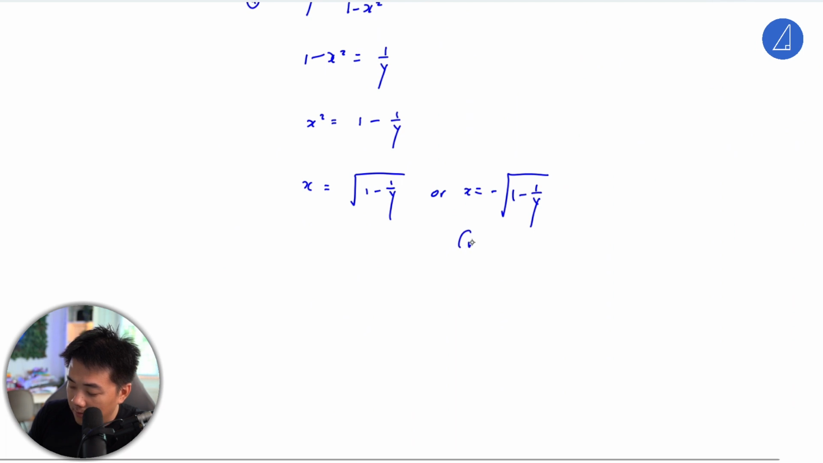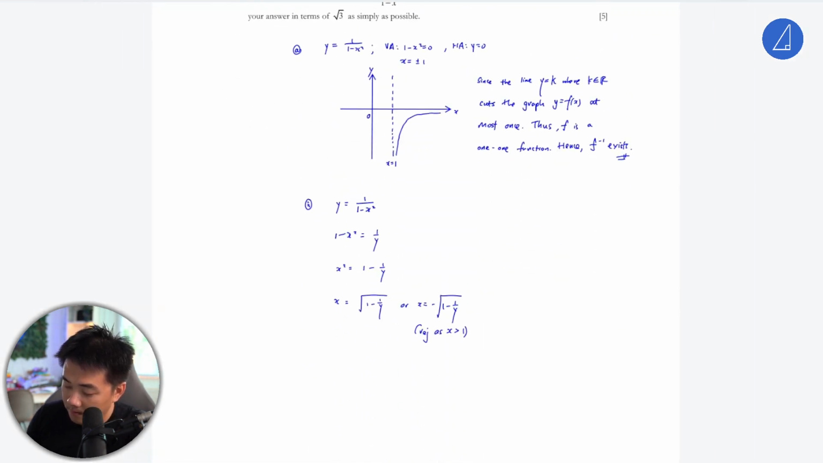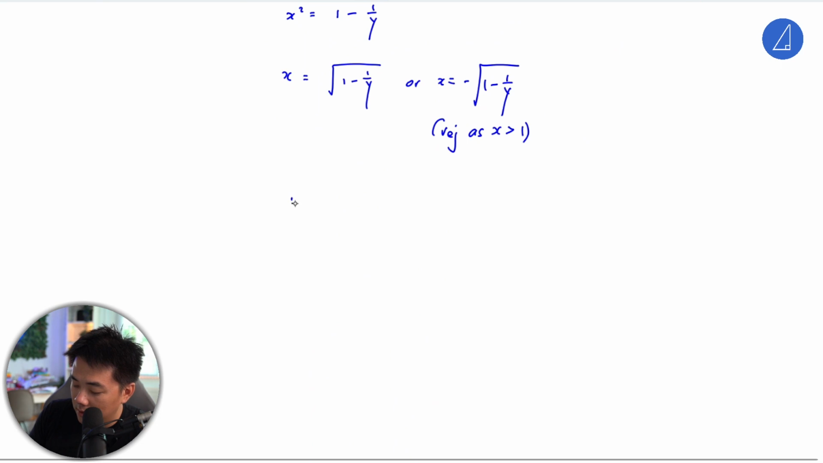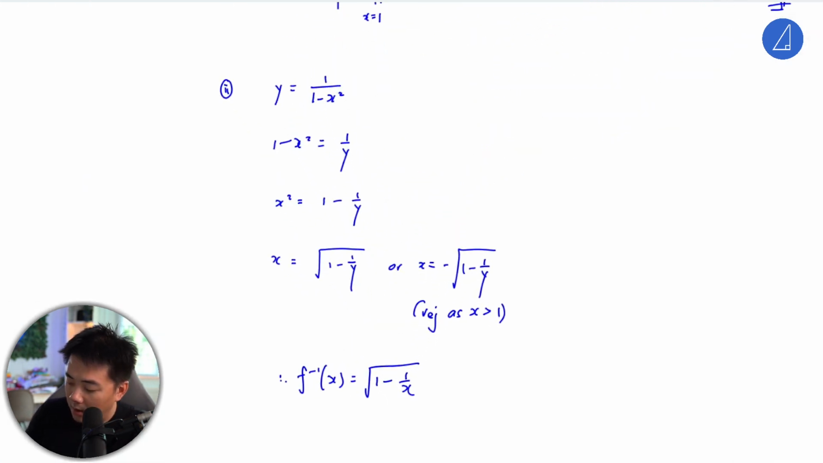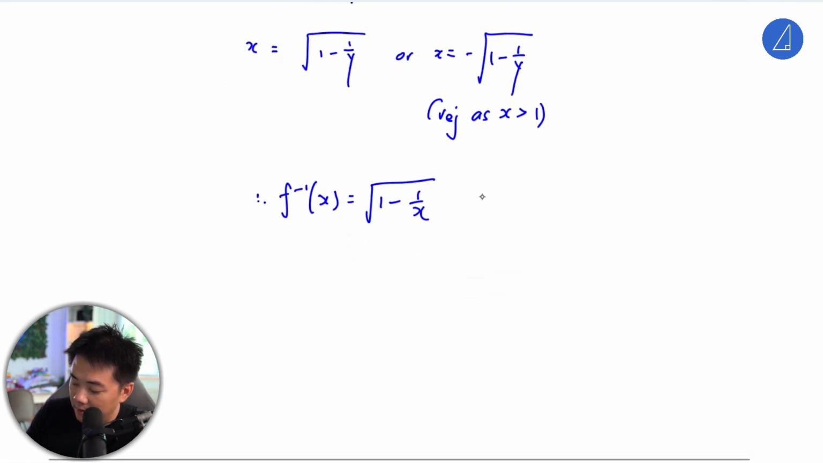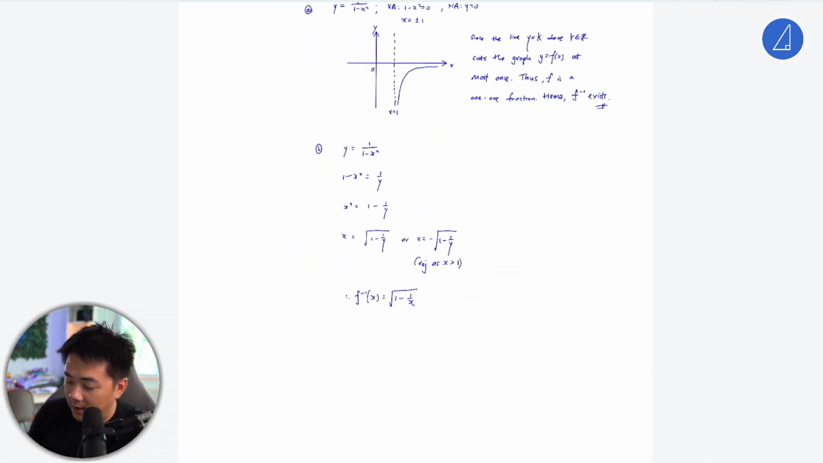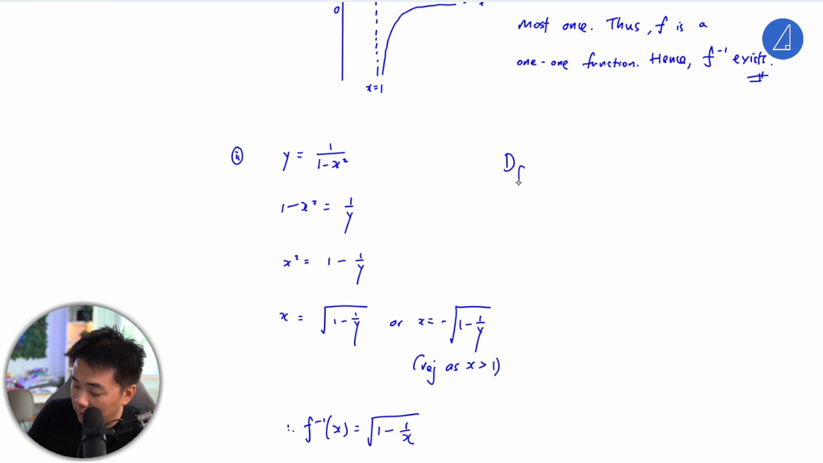because x is bigger than 1. So reject, as x is bigger than 1. Okay, so there's that. So hence f inverse x is equal to square root of 1 minus 1 over x. The domain of f inverse is the range of f, right? So the domain of f inverse is the range of f.